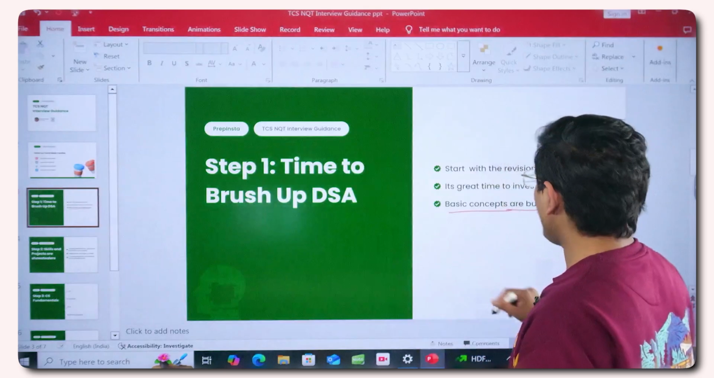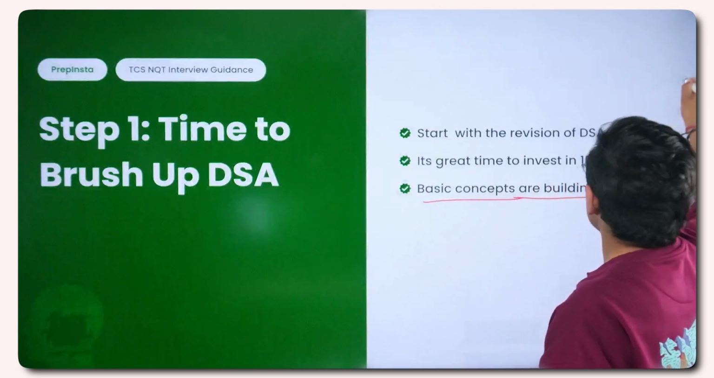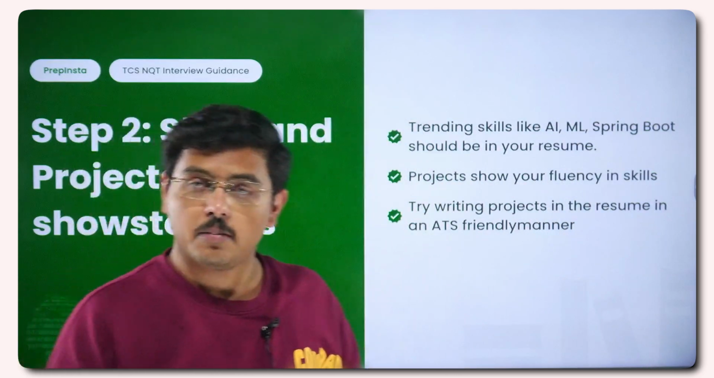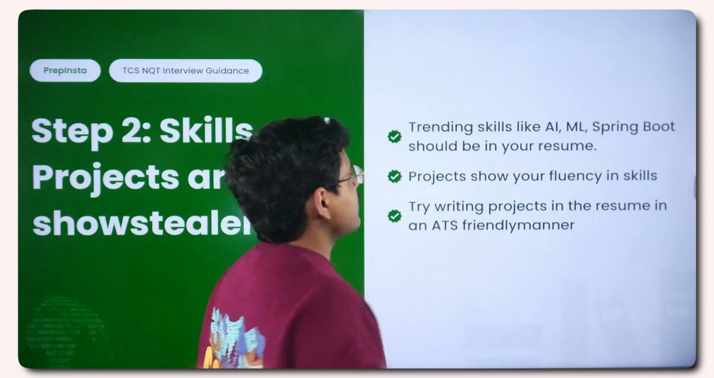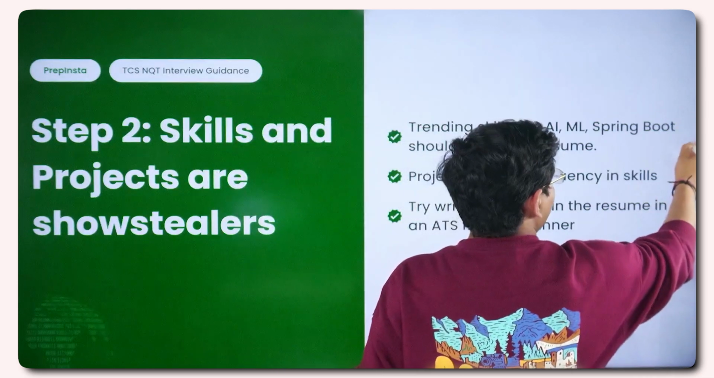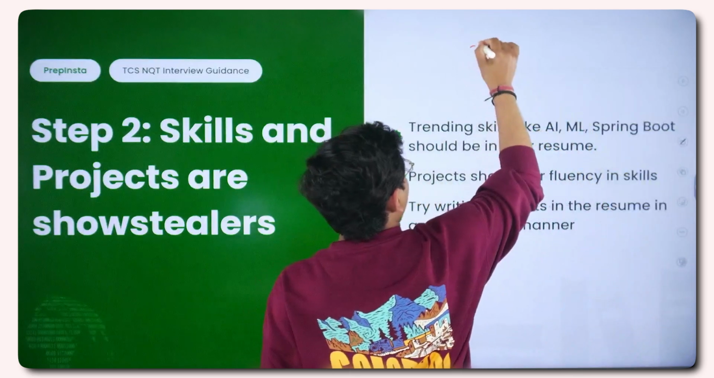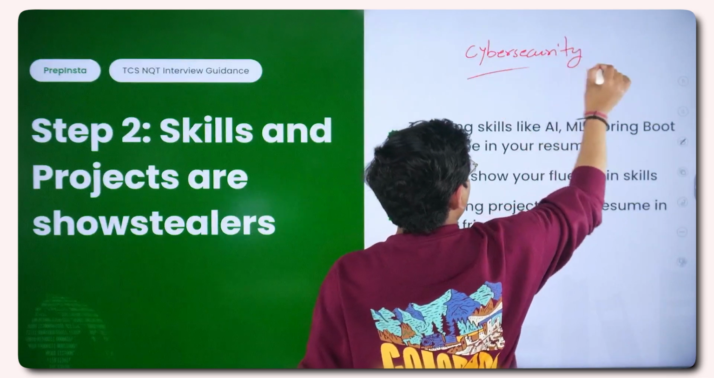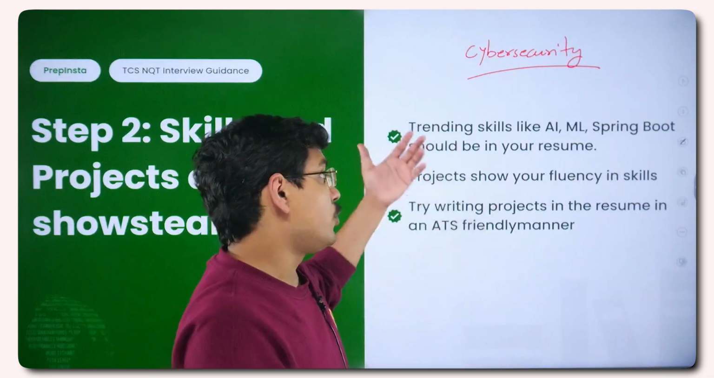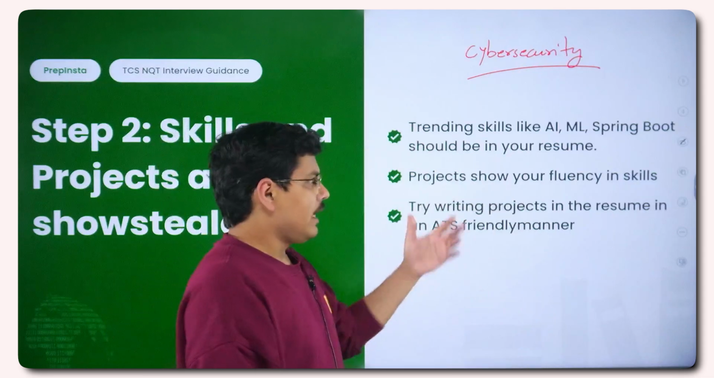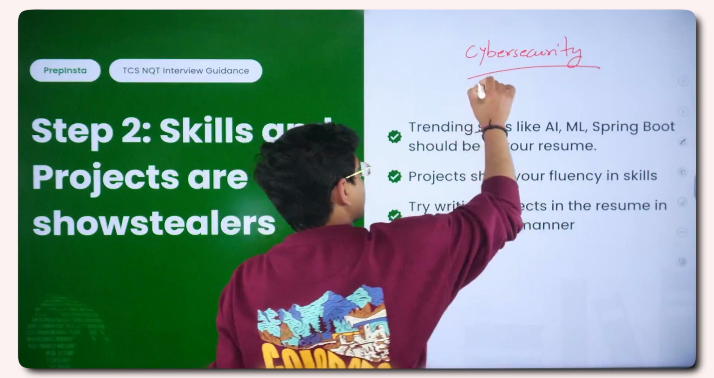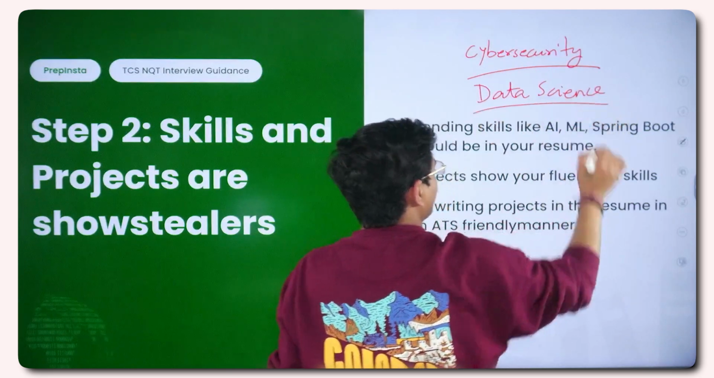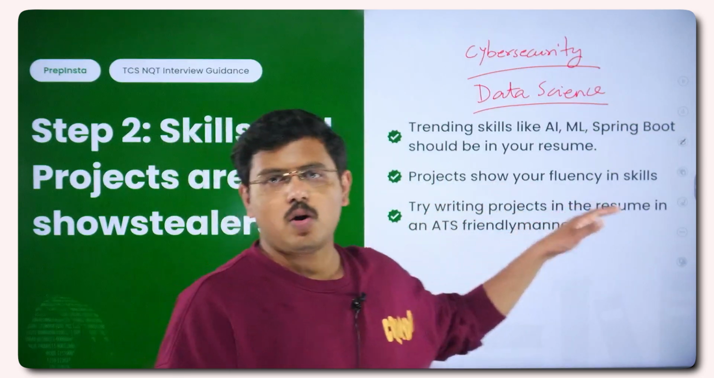Now, alongside this, go ahead and work on your skills and your projects. Believe me, they are show stealers. Trending skills like AI, ML, Spring Boot should be in your resume. Some skills that are not written here are cyber security. This is also a very good skill. If you have it and you have good projects on it, nothing like that. AI, ML is definitely a big deal. Data science is also a very big deal for freshers. So this is also a good skill. And projects on these skills should be there.